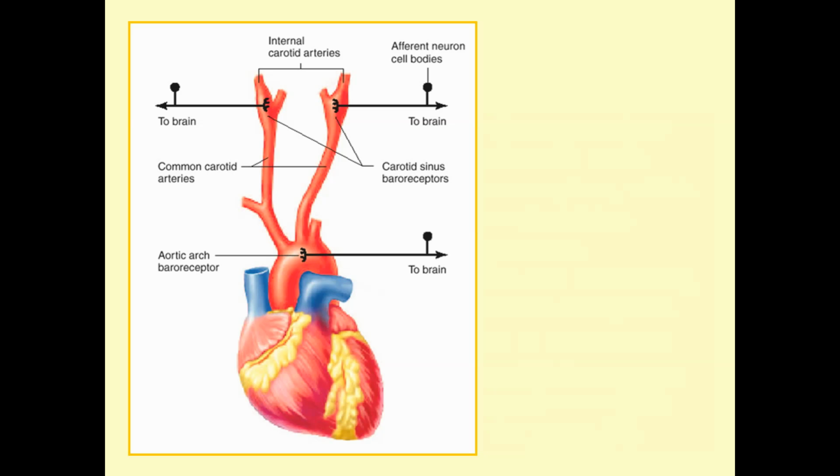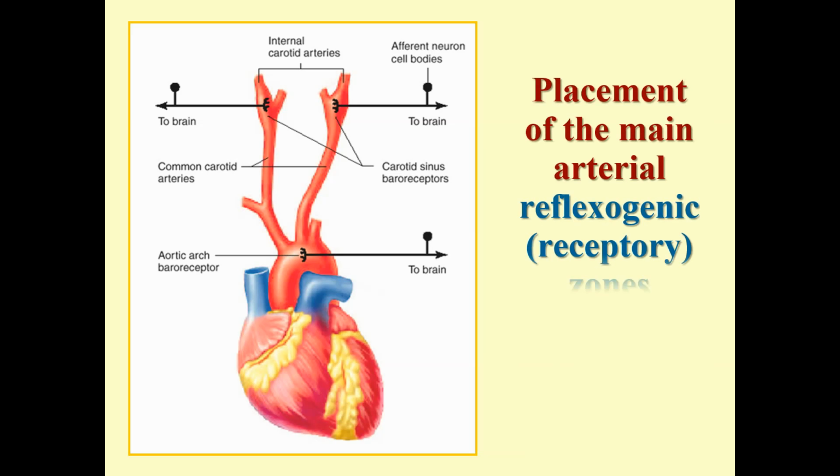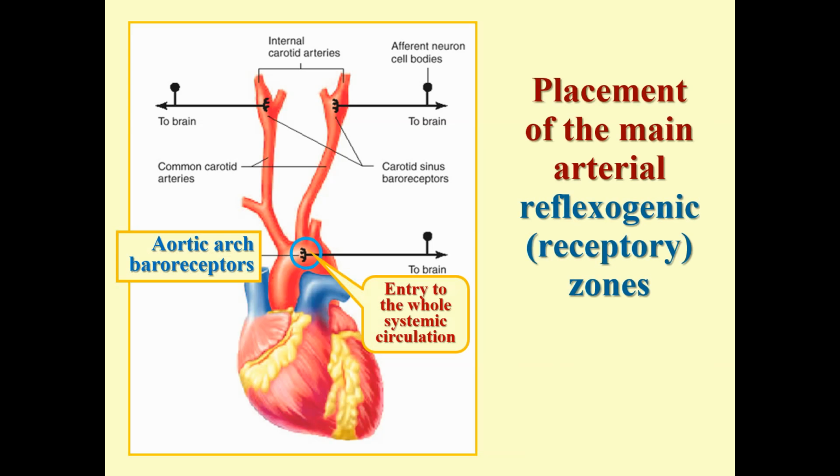So look again at the placement of these areas, which are called reflexogenic. They produce reflexes, these reflexogenic zones, receptor zones. First, this is the aortic arch. Why here do we have one of the main detectors of blood pressure? Because this is the entry to the whole systemic circulation. So we control pressure in the beginning. Aorta is the beginning of the systemic circulation.